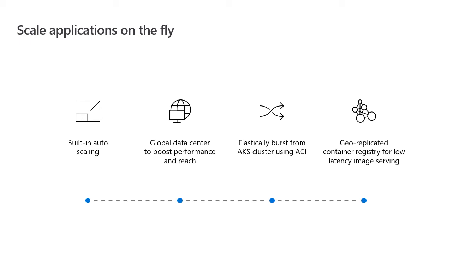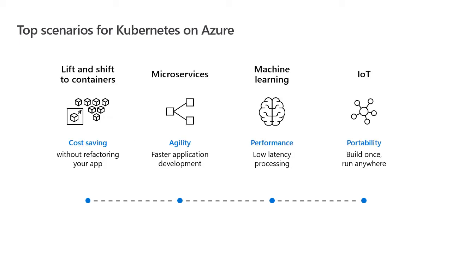I think this was mentioned a while ago. There's also built-in auto scaling. You can definitely deploy your containers across all different regions across Azure if you want to, so take advantage of the global reach. You can elastically burst from an AKS cluster using Azure Container Instances, and you can also geo-replicate your container registry for low latency image serving. So here's an example: if your application is serving thousands of users all over the world, you can spread your containers among multiple instances across multiple data centers for better scaling while you have a single AKS instance that orchestrates all of that.